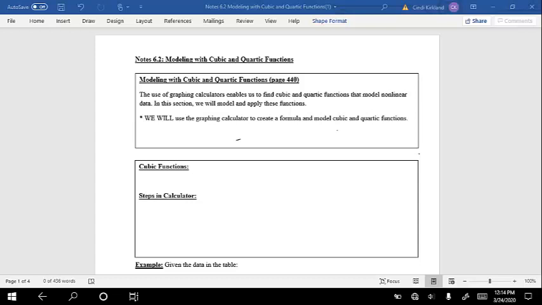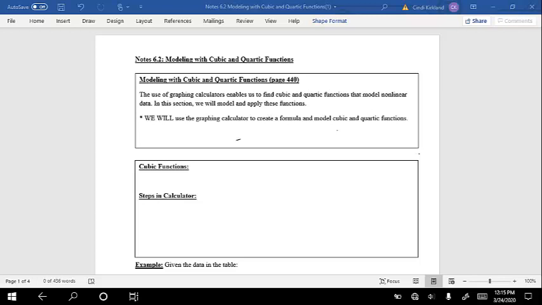Today's lecture goes over section 6.2, modeling with cubic and quartic functions. In this class, we've already done linear regression and quadratic regression. So today we're going to move to functions that have a degree of 3, which aligns with the cubic function, and those that have a degree of 4, the quartic function.